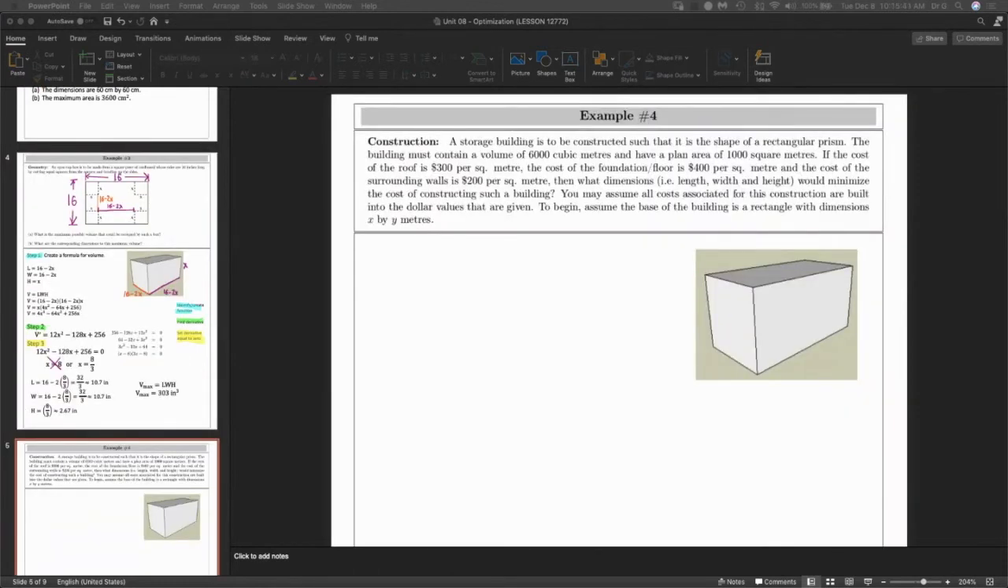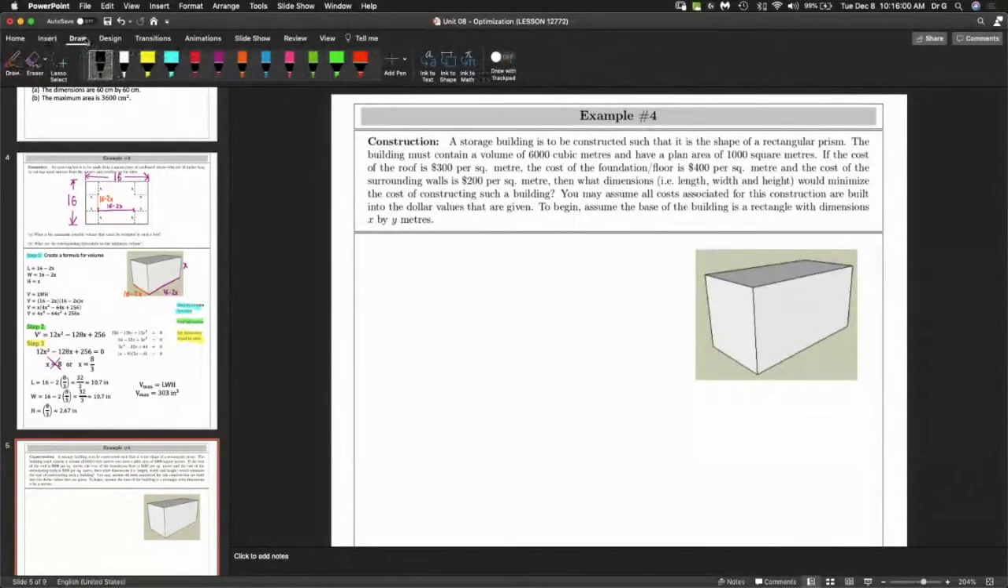So we have a rectangular prism-shaped building, and we're given some information about the building, and then there are associated costs with constructing this building. The question is, when you really dig down through the words here, we know that this is an optimization question because we want to minimize the cost of constructing. So we therefore need to create a formula that represents the cost of the building.